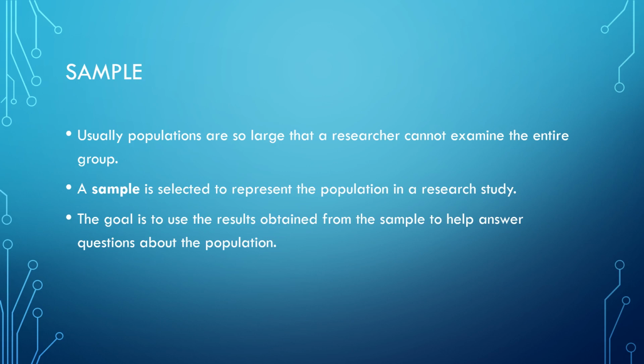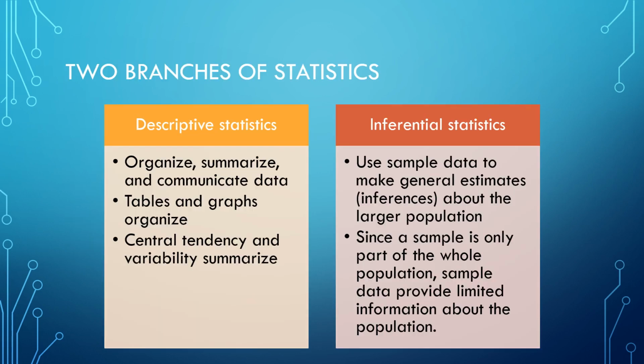Same with a study on a new medication for depression. I might try to find a sample, a small group of 100, 200, 300 people who are diagnosed with depression, give them all this new medication, see if it works for them, and then use that information to say something about the greater population. Just remember, our main research question is about the population. It's not about the specific people in our sample.